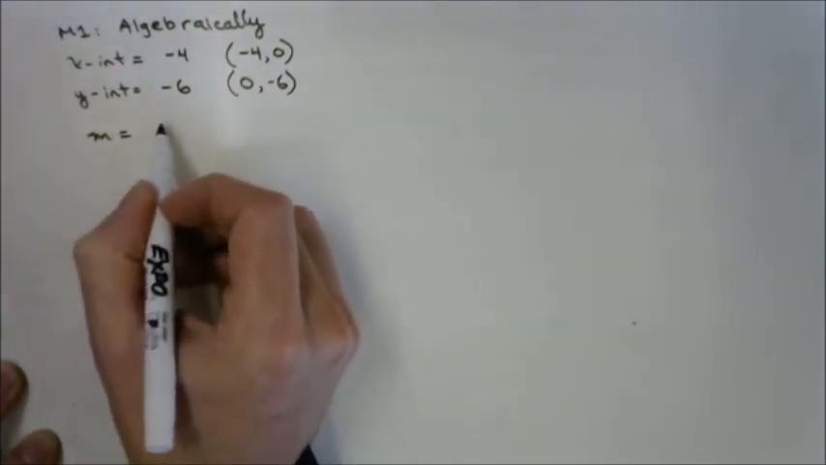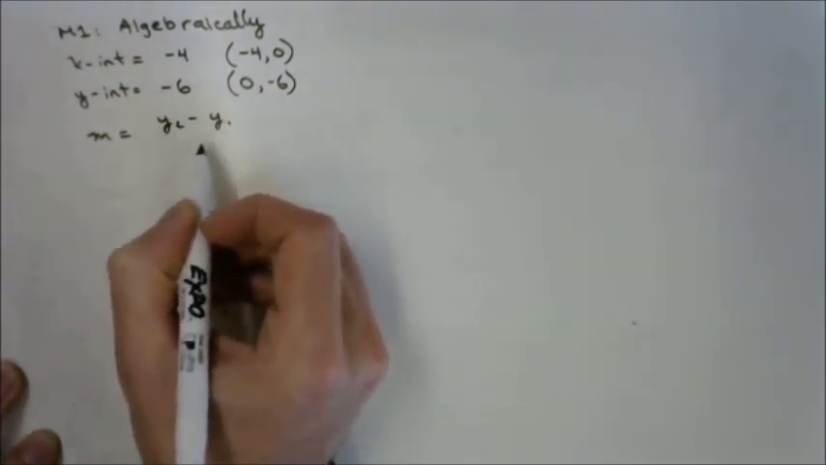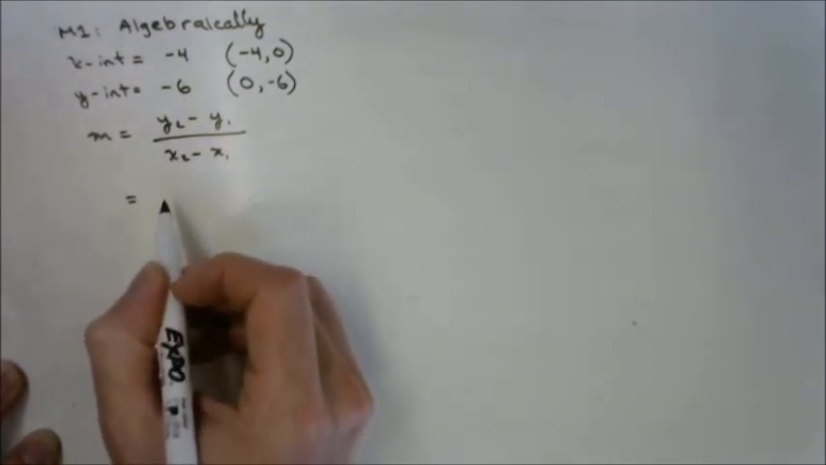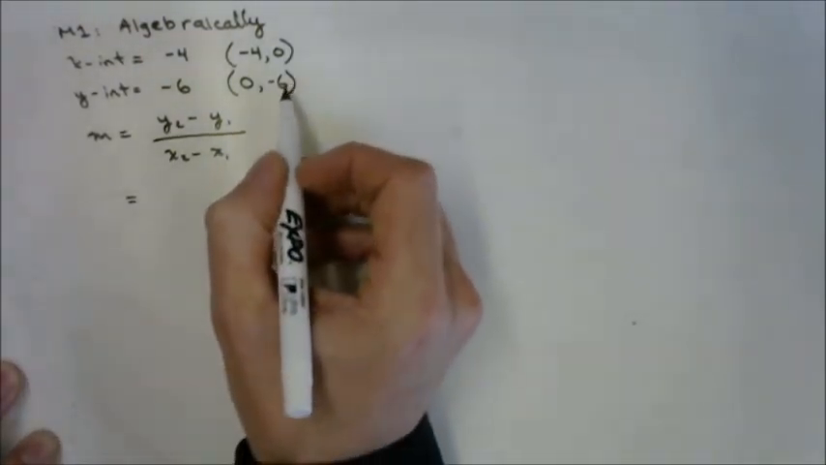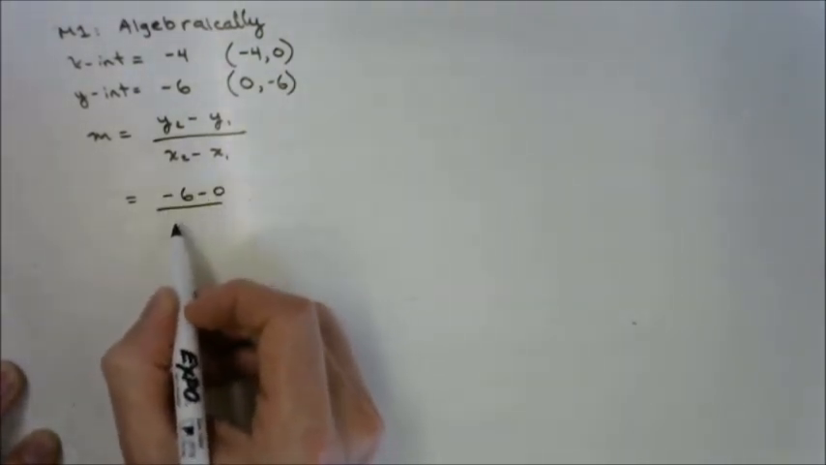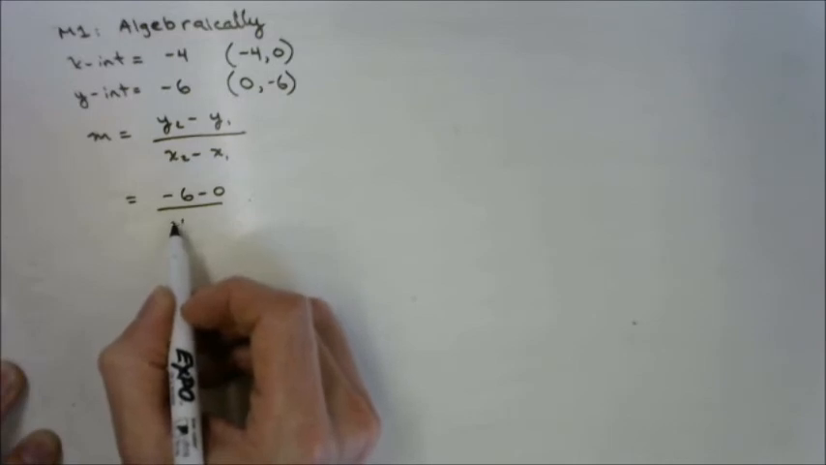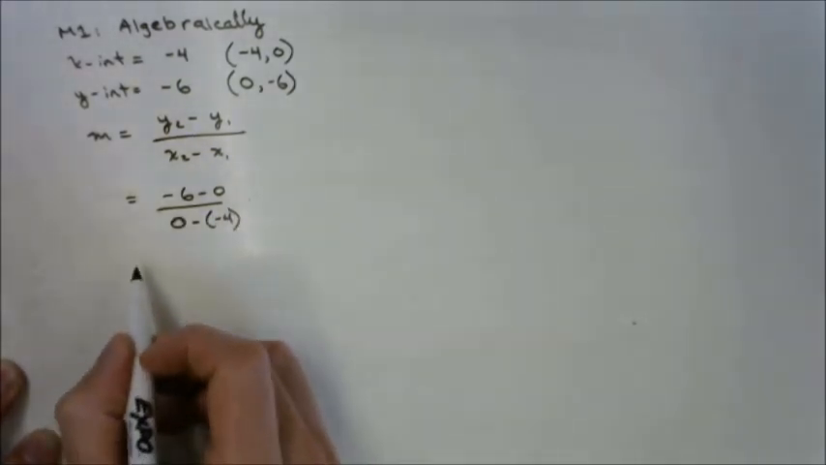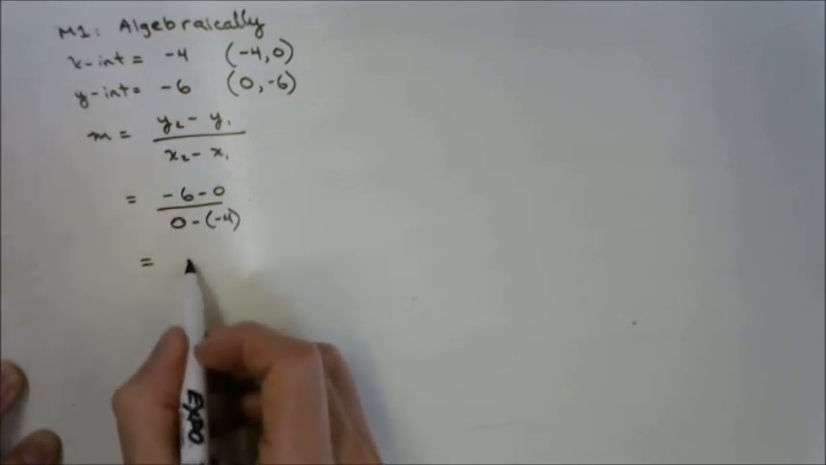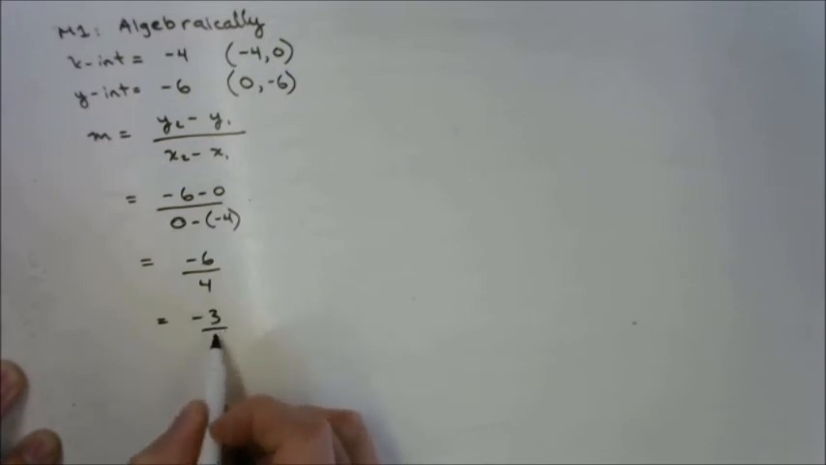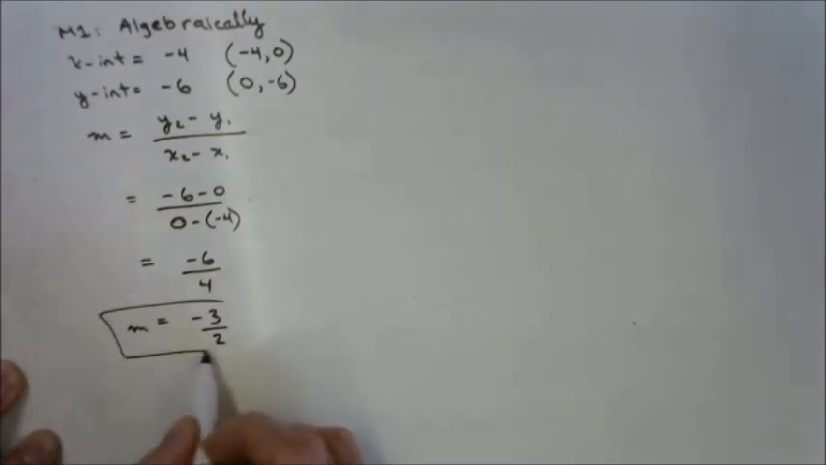Now, in order to find the slope, we can just use our equation, y2 minus y1 over x2 minus x1. We can plug in our values. So we've got negative 6 minus 0 over 0 minus negative 4. We plug those in the right spots. So we have negative 6 over 4, which reduces to negative 3 over 2. Done. Slope is negative 3 over 2.